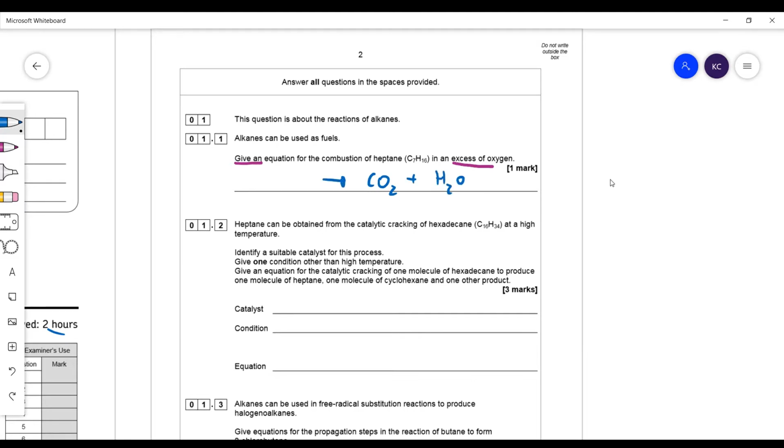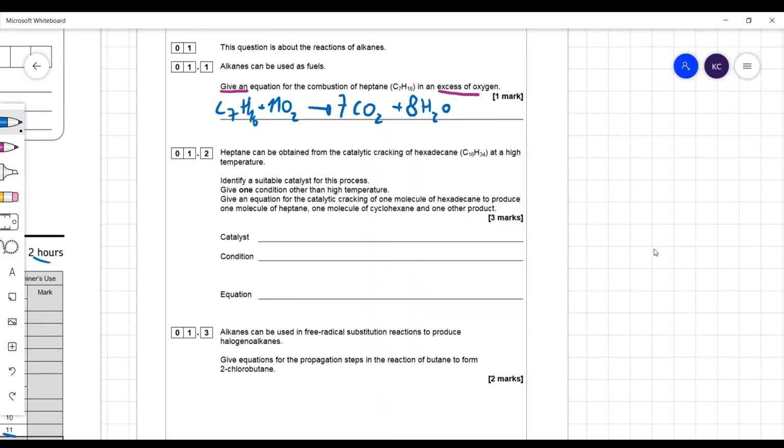We are starting from heptane, so that's C7H16, and it's with oxygen, so O2. Now we just need to balance the equation. On the left hand side we have 7 carbons, so we need 7 carbons on the right hand side as well. On the left hand side we have 16 hydrogens, so we need to put 8 here to make 16 hydrogens on the right hand side, and this gives a total number of oxygens of 14 plus 8, so that's 22, which means we put 11 here. Okay, so that was an easy question for 1 mark.